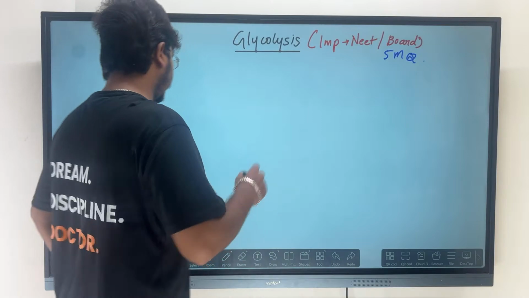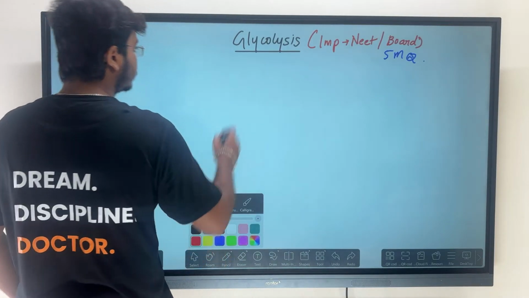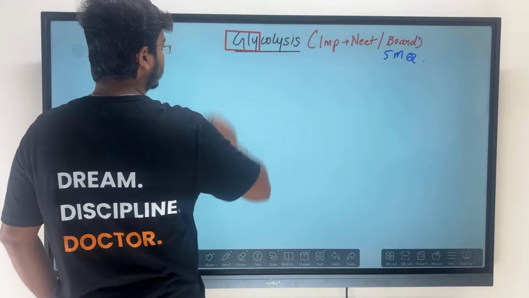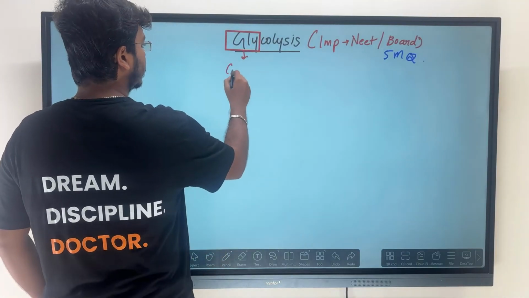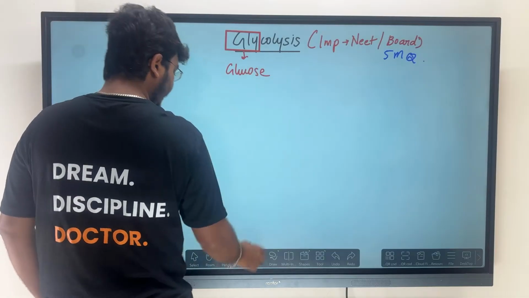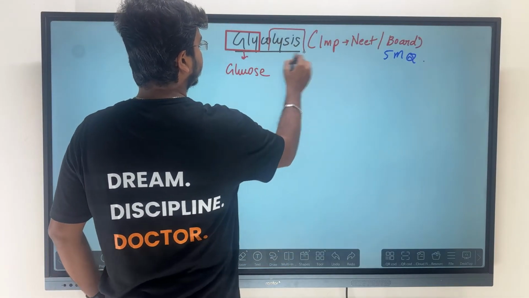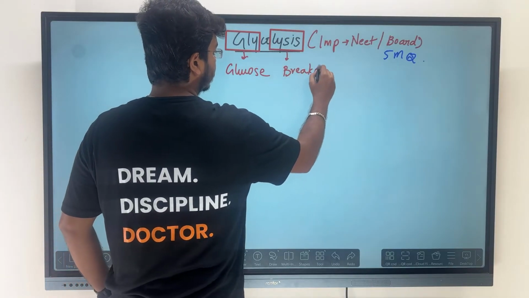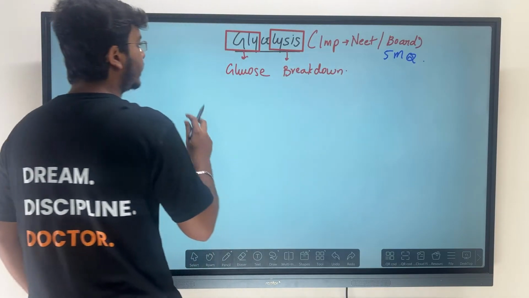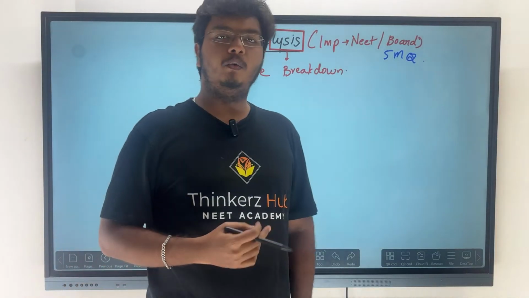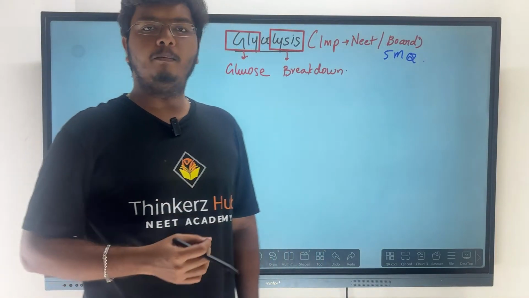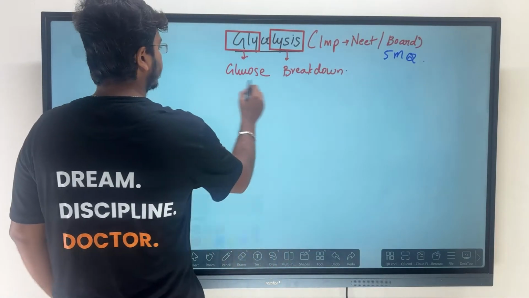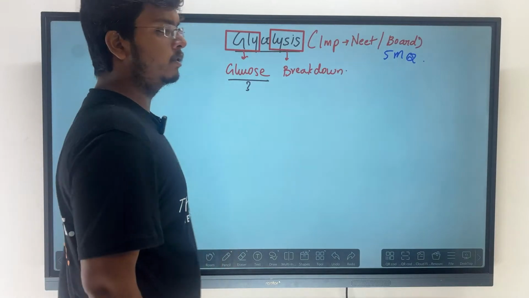Okay, glycolysis. First I'll break this word. The word glyco means we are talking about glucose, right? And the word lysis means breakdown. So with the name itself, we understand what we are going to do with glycolysis. We are going to break glucose. Simple, right? Second question, why does glucose have to get broken down?